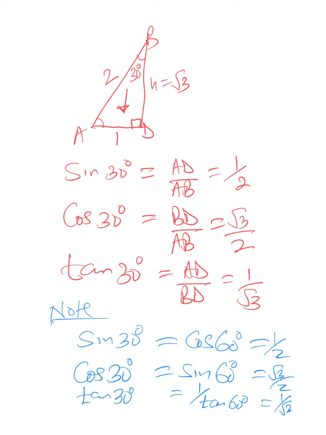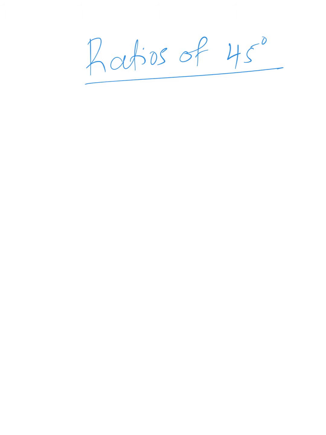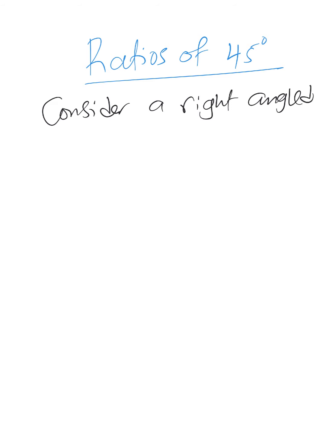Okay, we say that the angles we are looking for are 30, 45, and 60. So let's look at 45 degrees. To get the ratios of 45 degrees, we consider a right angled isosceles triangle, okay? You consider a right angled isosceles triangle.